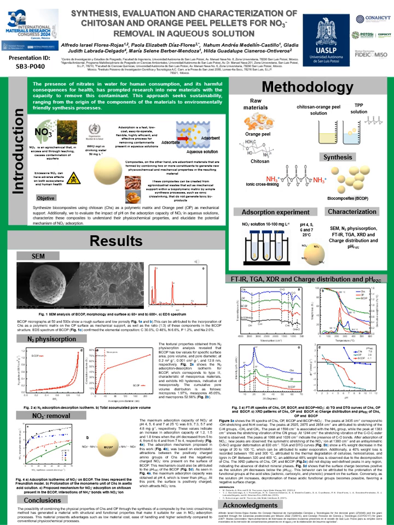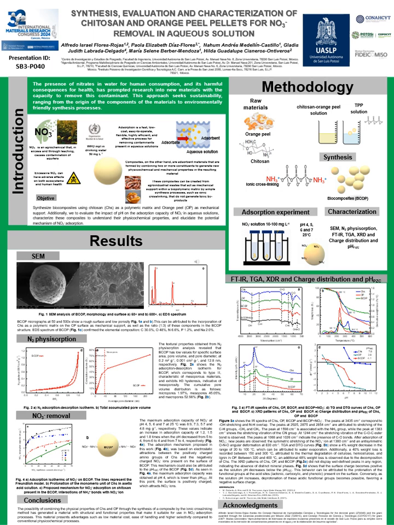BCOP micrographs at 50 and 500 magnifications show a rough surface and low porosity, Figure 1A and B. This can be attributed to the incorporation of chitosan as a polymeric matrix on the orange peel surface as mechanical support, as well as the ratio 1:3 of these components in the BCOP structure. EDS spectrum of BCOP, Figure 1C, confirmed the elemental composition: carbon 30%, oxygen 48%, nitrogen 6.6%, potassium 1.2%, and sodium 2%.